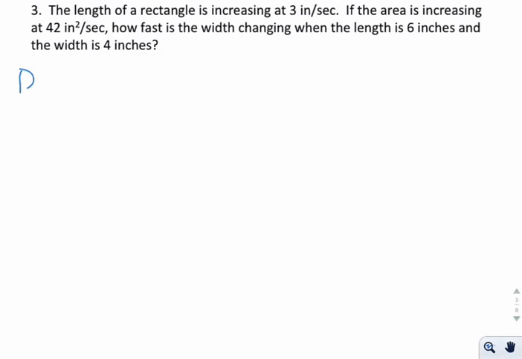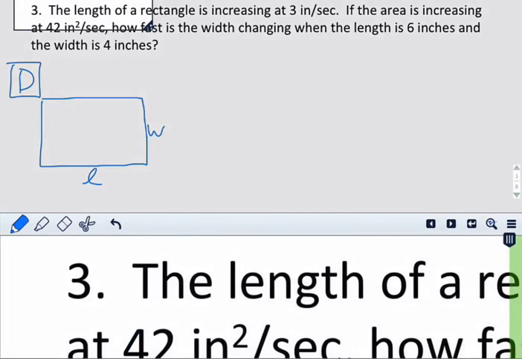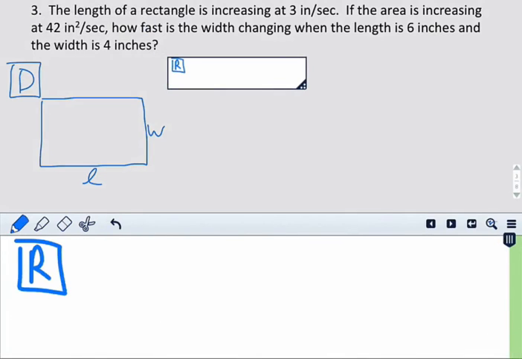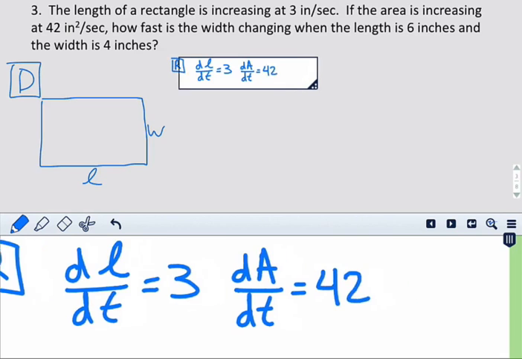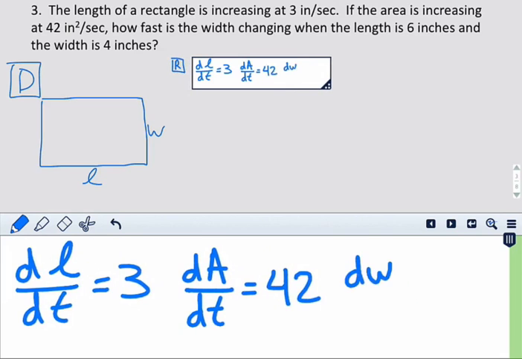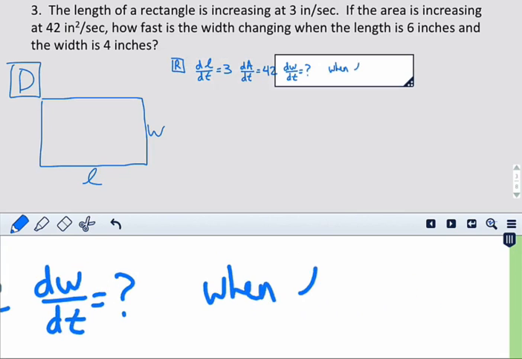So we'll start off with our diagram, and we're going to have a rectangle, and we have a length and a width. That's about all we know for our drawing. For our rates, we know that the length is changing with respect to time at a rate of 3 inches per second, and the area, dA over dt, is increasing at a rate of 42 square inches per second. What we're trying to find this time is how fast is the width changing when our length is 6 and our width is 4.